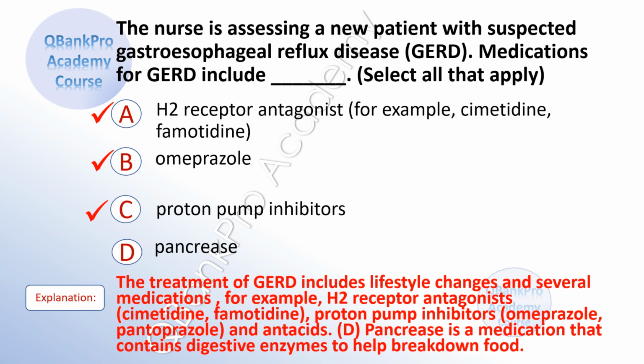The correct answer is A. H2 receptor antagonists, for example, cimetidine and famotidine. B. Omeprazole. And C. Proton pump inhibitors. Explanation. The treatment of GERD includes lifestyle changes and several medications, for example, H2 receptor antagonists, cimetidine and famotidine, proton pump inhibitors, omeprazole, pantoprazole, and antacids. D. Pancrease is a medication that contains digestive enzymes to help break down food.